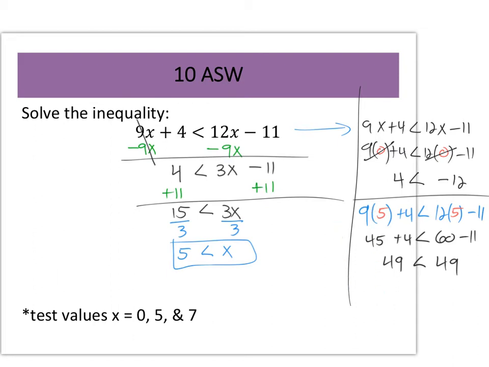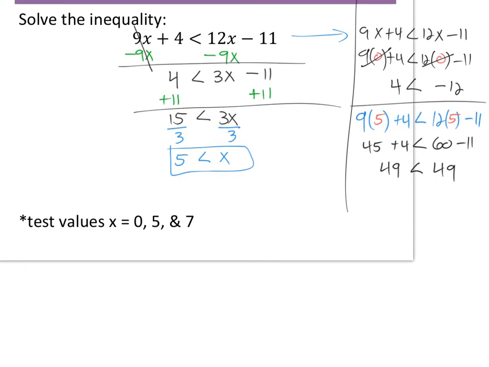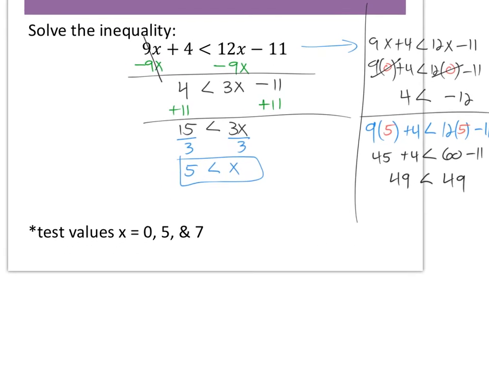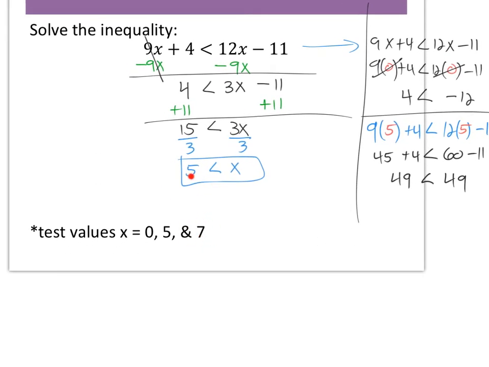So let's try something that isn't false. Let's try something that we know to be true. So we know that 5 is less than 7. So when I substitute 7 back into my original equation, it should be true.